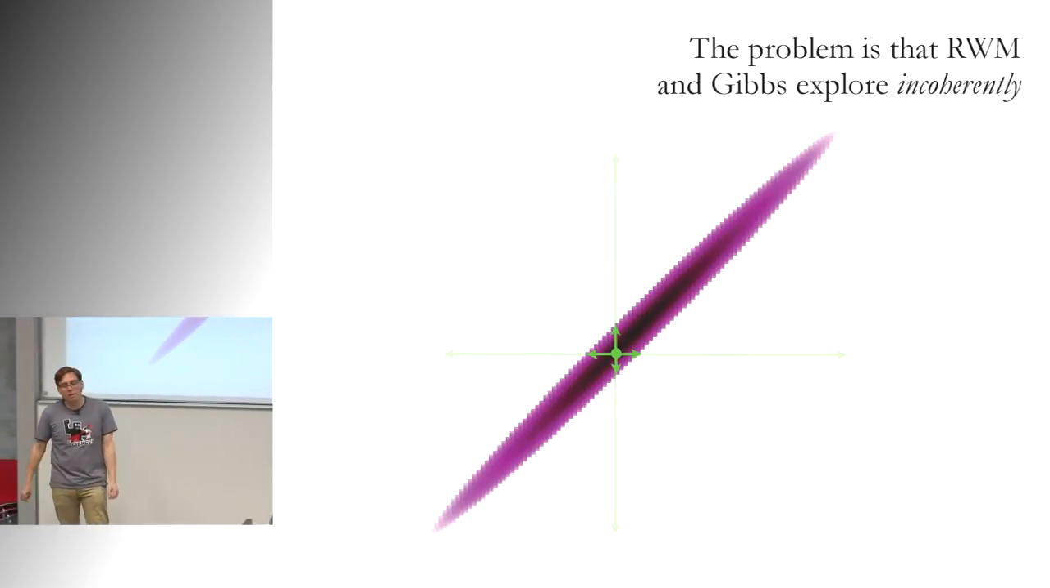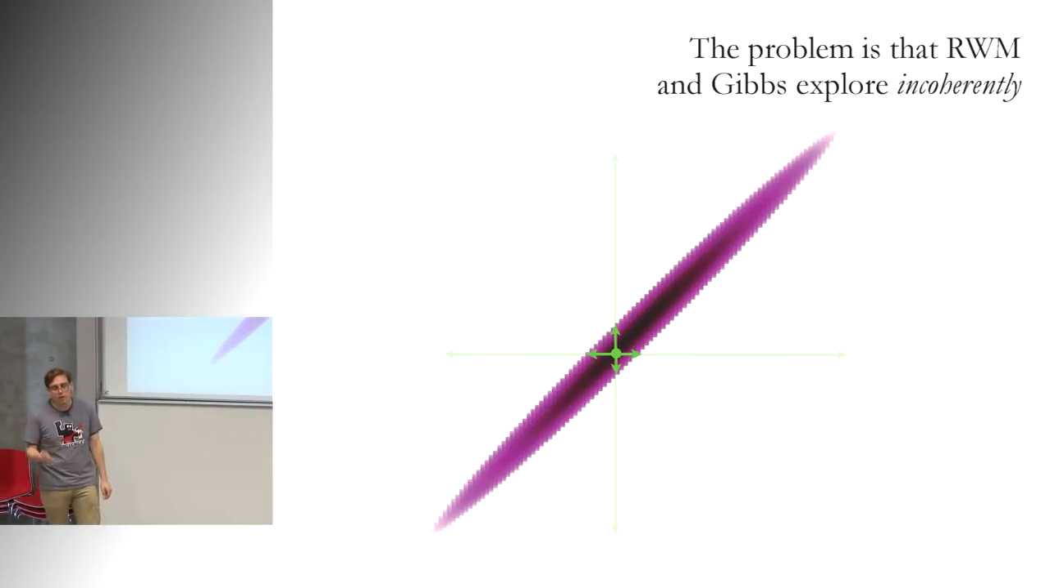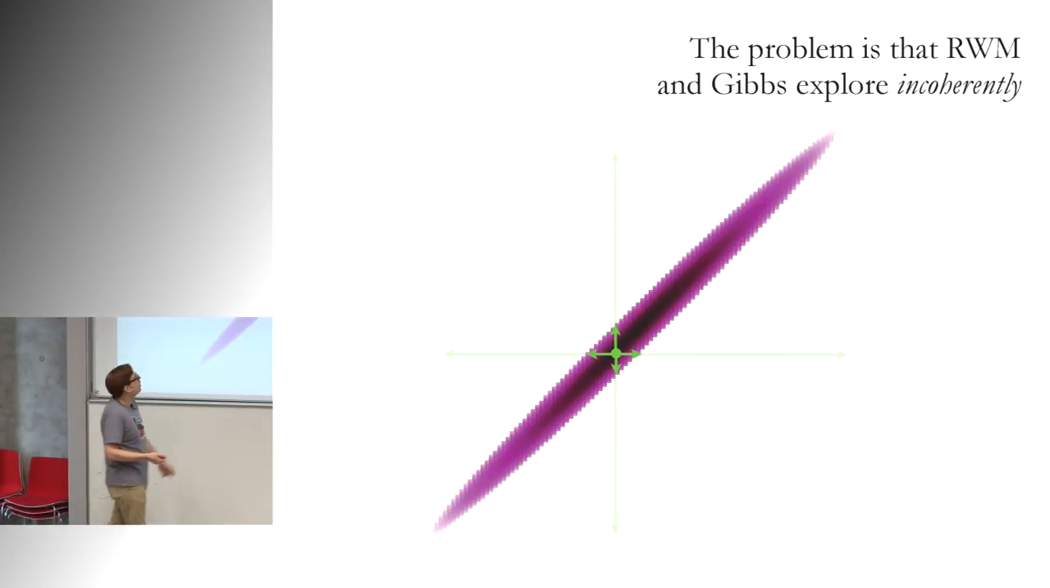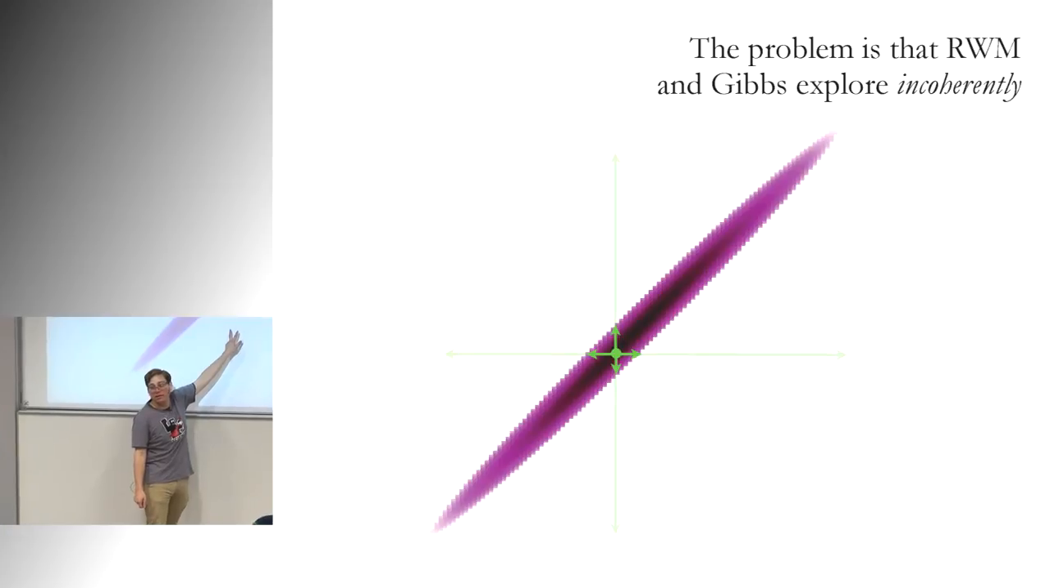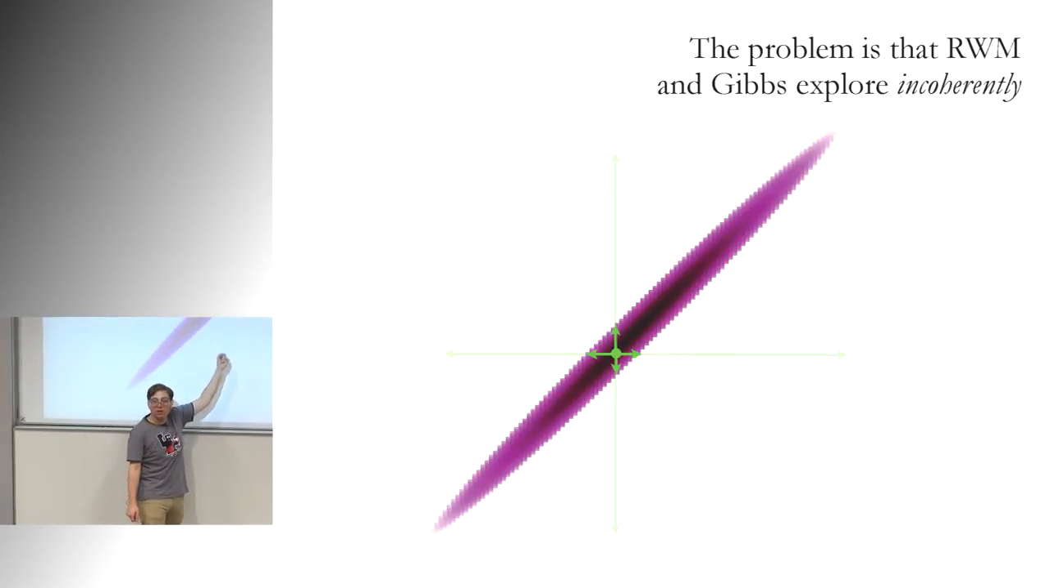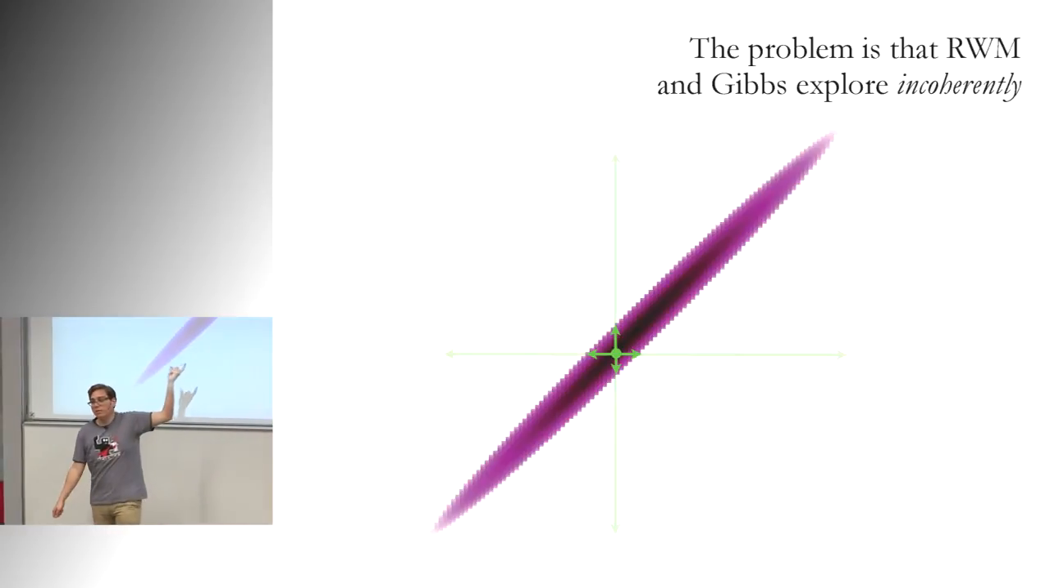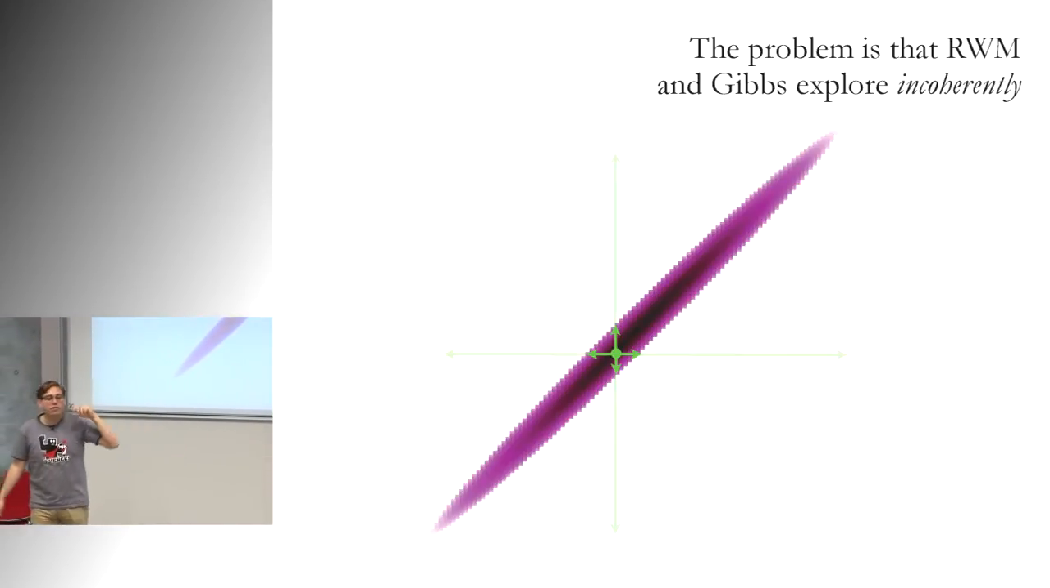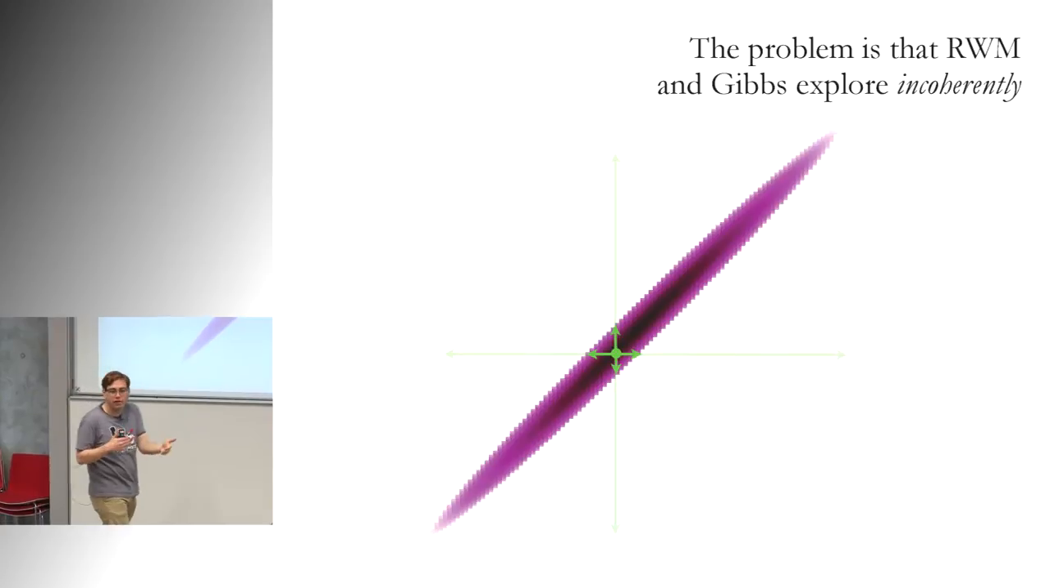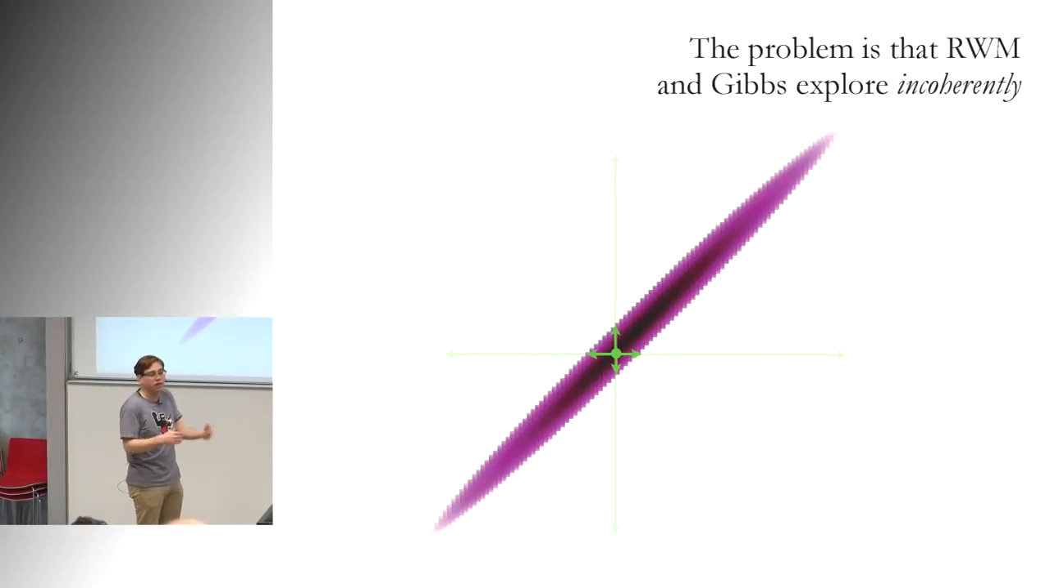But random walk Metropolis and the Gibbs sampler don't explore marginal variances. They explore conditional variances, right? So locally, depending on where you are, you're limited to this very, very tiny window of exploration. And so what happens is you can't go very far within a single transition. So you have to apply another transition. But every time you apply another transition, you're adding new randomness into the system.